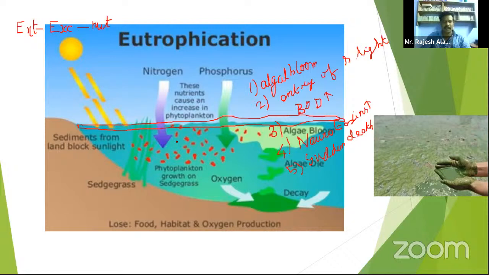Last, death of large number of fishes in the marine ecosystem. That happens, sir. So that I have mentioned here, sudden death of organisms. So I'm speaking about aquatic ecosystem, say for the example of pond ecosystem. If eutrophication is taking place in a pond ecosystem, what will be the last step happening? The end result maybe loss of pond.